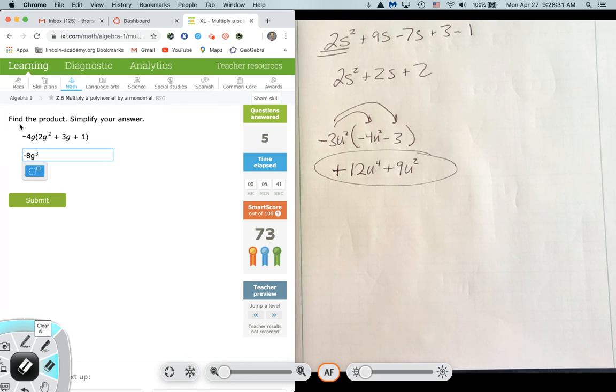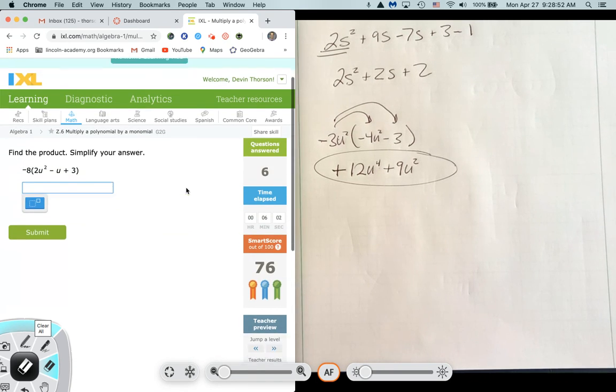I have a negative times a positive, that's negative. I have a 4 times a 3, that's 12. I have 1 g times another g, that's a g squared. I have a negative 4 times a positive 1, that's a negative 4. I have a g times no more g, so that's a single g, and submit. And it's just that simple.